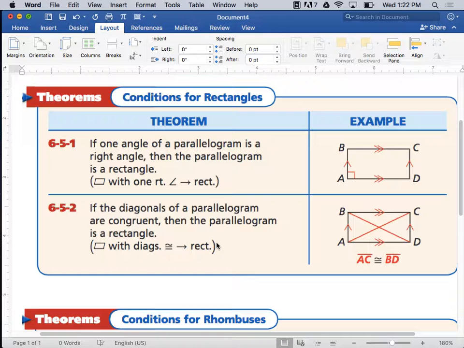For the first one it says, if one angle of a parallelogram is a right angle, then the parallelogram is a rectangle. What does that mean? If I've got a parallelogram and one of the angles is a right angle, then it's a rectangle. Does that make sense? Go ahead and write that somewhere in your own words, maybe here or in the little margin. If there's a right angle, then it's a rectangle. Everyone should be writing something.